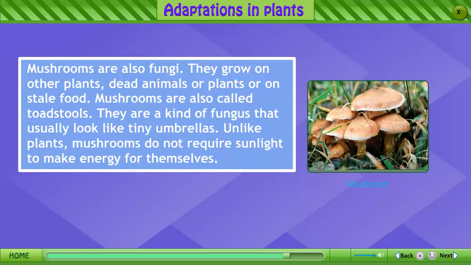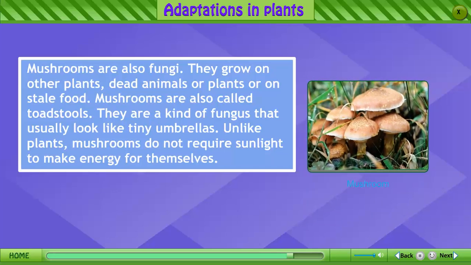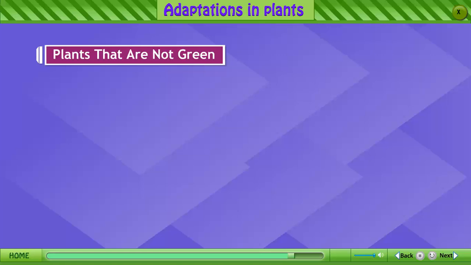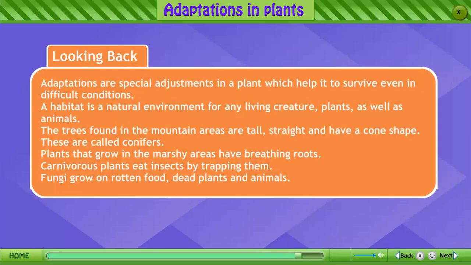They are a kind of fungus that usually look like tiny umbrellas. Unlike plants, mushrooms do not require sunlight to make energy for themselves. Keywords: Adaptation, adjustment to conditions in the environment. Aquatic, animals or plants that live in water. Terrestrial, animals or plants that live on land.